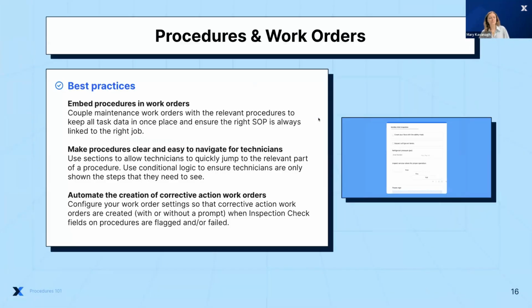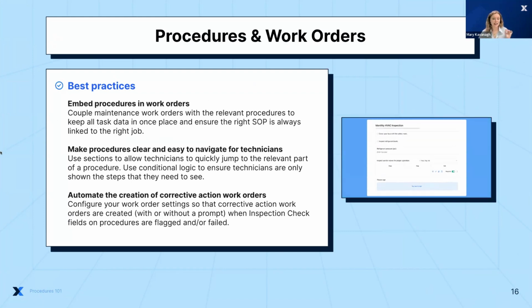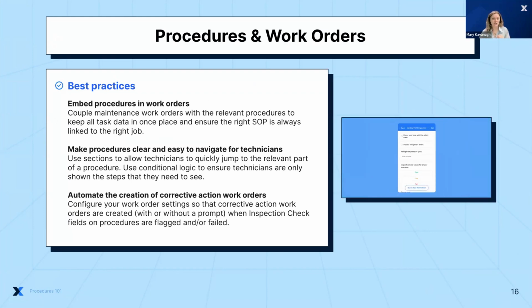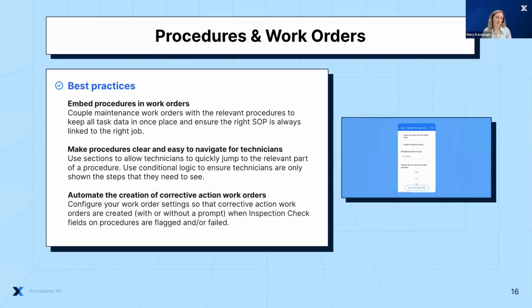So, best practices, just to recap. Embed your procedures in your work order. Couple your maintenance work orders with the relevant procedures to keep all task data in one place and to ensure the right SOP is always linked to the right job. We want to make sure our technicians are doing the correct procedure at the correct time on the correct piece of equipment. You can do that through your PM plan by linking your work orders and your procedures.